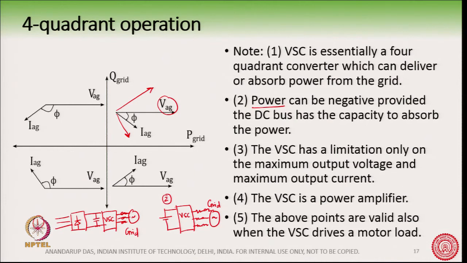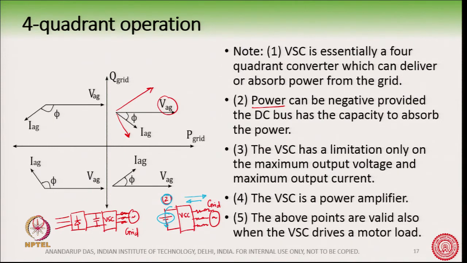Now, when you say that the power is negative, what do you mean? Power is positive means power is flowing from this side to this side. Power is negative means power is flowing backward. So, when the power is going backward, in case of option 2, there is no problem, because this battery up to its capacity can absorb the active power. It will be used in charging up the battery.